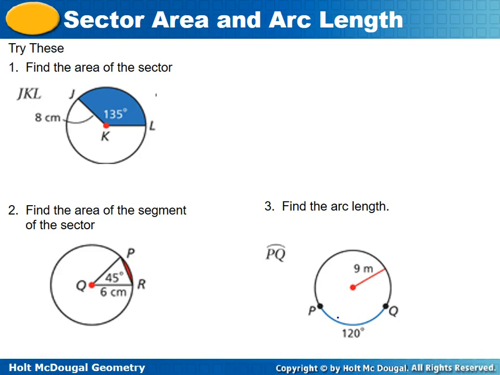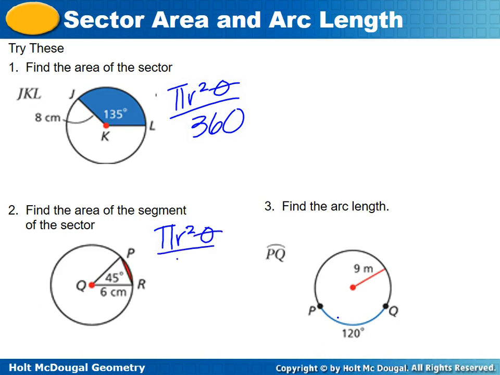Okay, on this one, we're going to use the formula pi r squared theta over 360. Number 1, because we're finding the area of the sector, and that's right off the formula sheet. Now, number 2, we're finding the area of the segment of the sector, so that's the red part. On this one, we're going to do pi r squared theta over 360, and whatever that answer is, we're then going to subtract the area of this triangle from it. That's base times height divided by 2. That then will give us our answer.